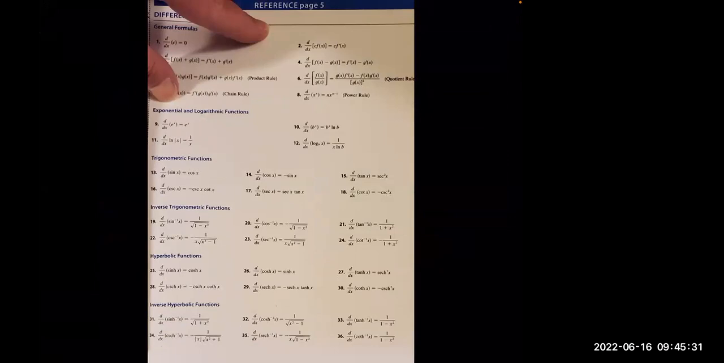This is from your book, reference page 5. Obviously, I've posted this several times now during this past semester and in the spring as well. So if you scroll your eyes on down to the inverse trigonometric functions, the derivative of inverse sine of x is 1 over the square root of 1 minus x squared, and on from there.